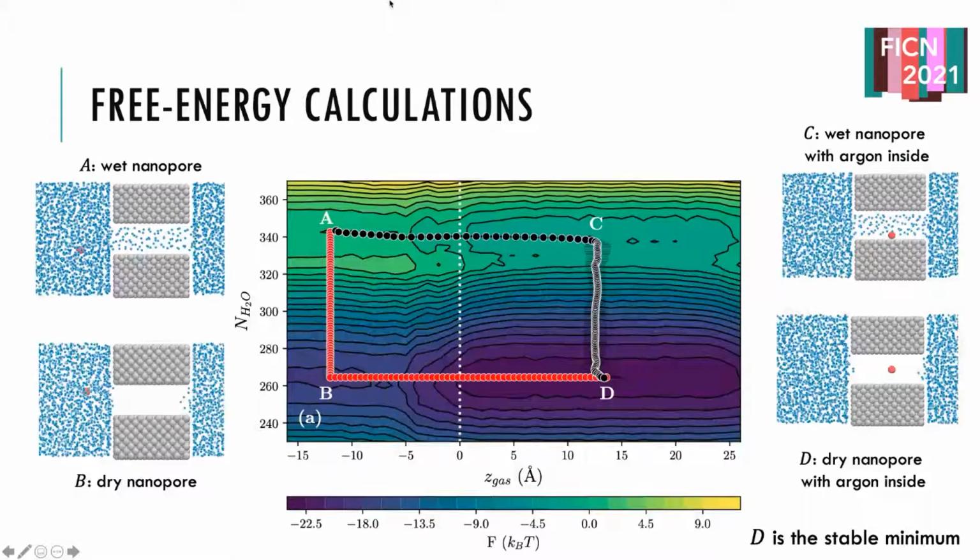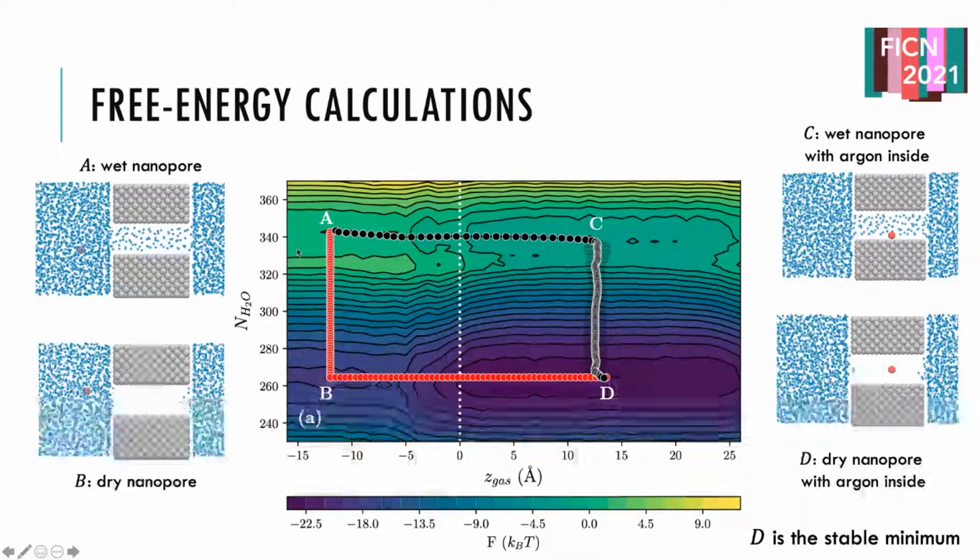In the center, you can see the free energy surface that we obtain. On the x-axis, we have the axial position of the argon. The white vertical line marks the entrance of the pore, so everything to the right of the white line corresponds to positions of argon inside the nanopore. On the y-axis, there is the number of water molecules inside the control region. As you can see, this free energy surface is mainly characterized by two horizontal valleys.